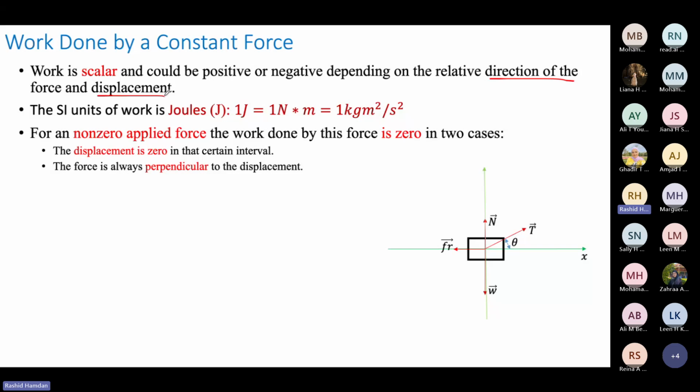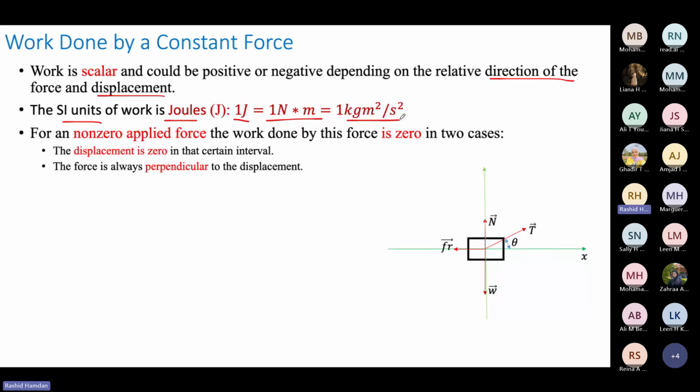Now, the SI unit of work is force times displacement. So it's Newton times meter. But we call that joules, after the scientist Joule. So 1 joule is 1 Newton times meter. If we want to express it in the fundamental quantities, the Newton we know is mass times acceleration, so it's kilogram meter per second squared. So I get kilogram meter squared divided by second squared.